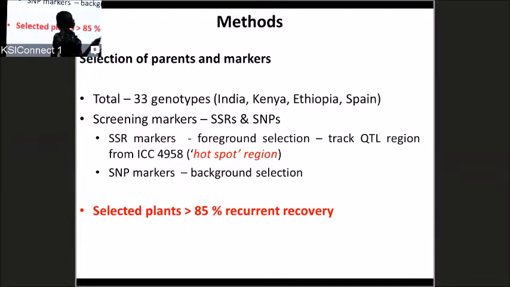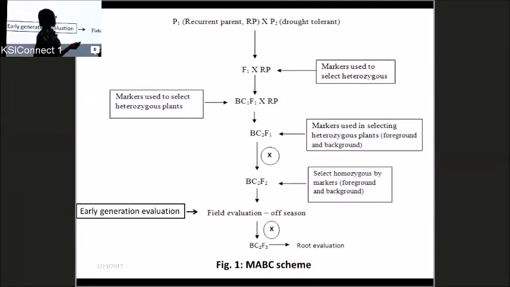The SSR markers were mainly meant for foreground selection, which is to track the QTL region from the genotype ICC 4958, which is also regarded as the hotspot region for the QTL. We saw it yesterday and also this morning from our first presenter. The SNP markers were mainly meant for background selection. From the plants that were developed, we selected plants which had more than 85% of the recurrent parent recovery. This is the scheme that was used to develop the MABC lines.